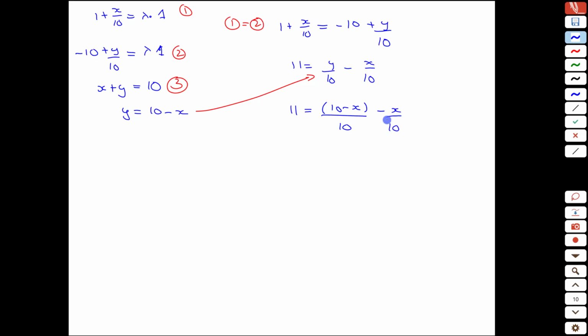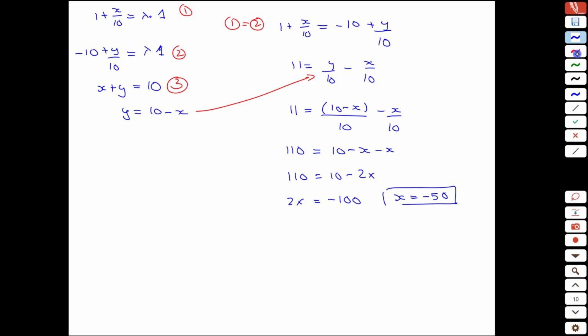Now we have one equation with one x in it. We can solve for x. Let's multiply through by 10. That gives us 110 equals 10 minus 2x. Let's bring the x over. We have 2x equals 10 minus 110. That'll be negative 100. So there's one point that satisfies the Lagrange equations, and it is x equals negative 50.